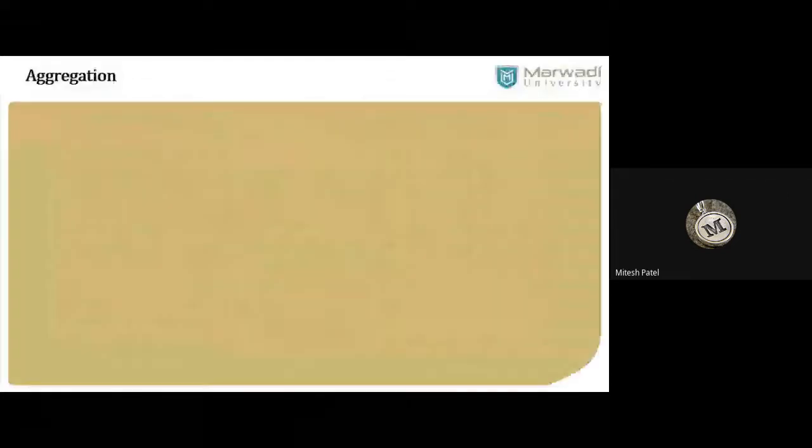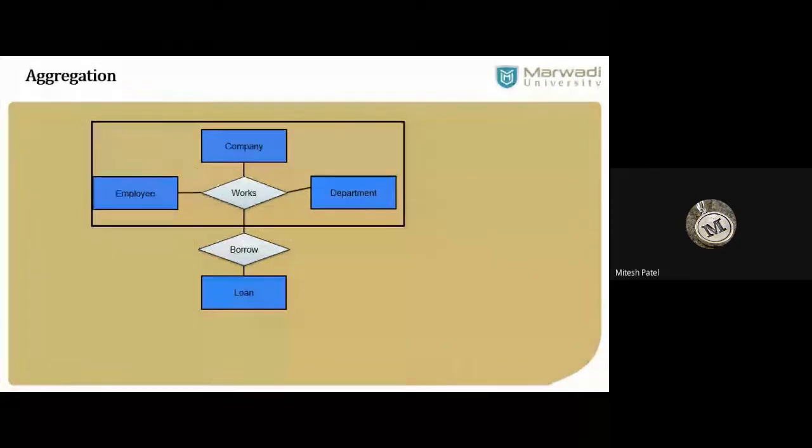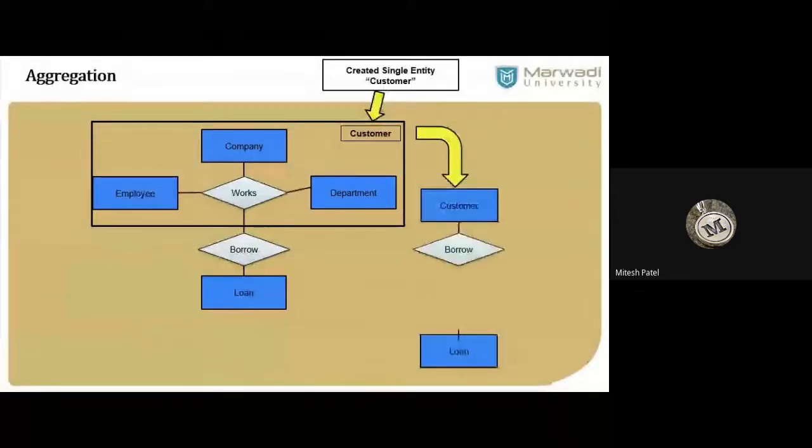Then aggregation: we cannot connect these two relationships directly. Ankur, you made a mistake at this point. So we combine one part as one entity, as a customer, and now we can connect this customer to the loan. This step of merging various entities into one entity is known as aggregation.